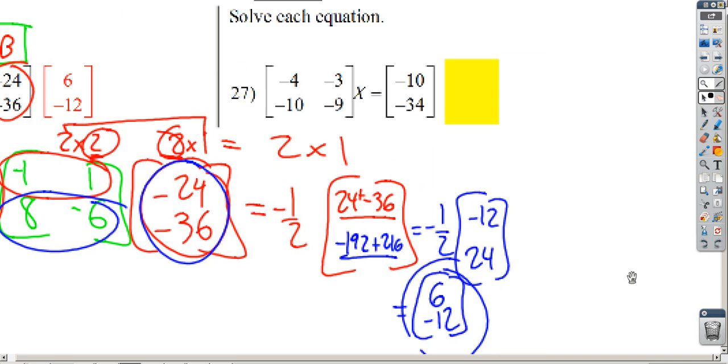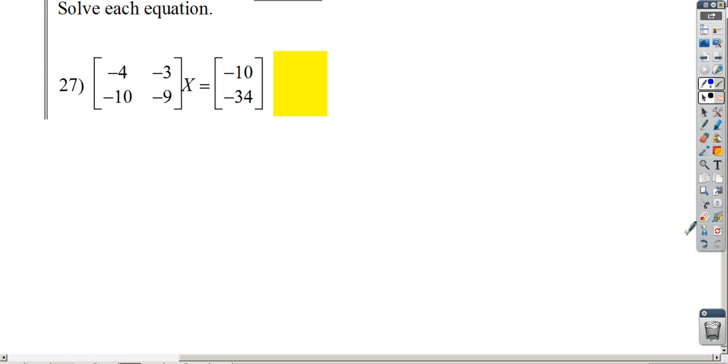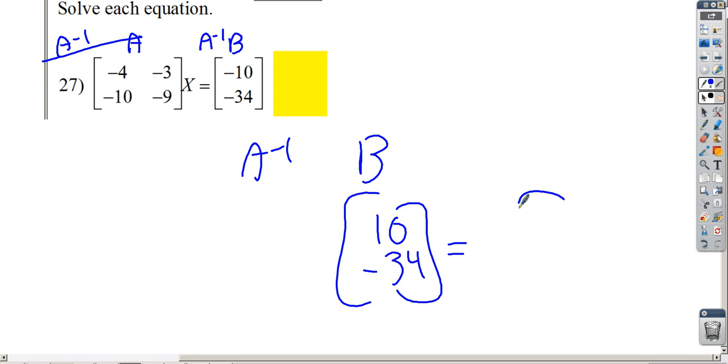Alright, I think we have time for this last one right here. Let's do the same thing. Let me clear off these annotations so we have more space here. Same thing, this is matrix A and this is B. We need to find A inverse, so those will cancel, and we'll multiply these together. So we need to find A inverse, and we need to multiply it by B, which we already have. Since A is a 2 by 2 and B is a 2 by 1, our final one should be a 2 by 1.